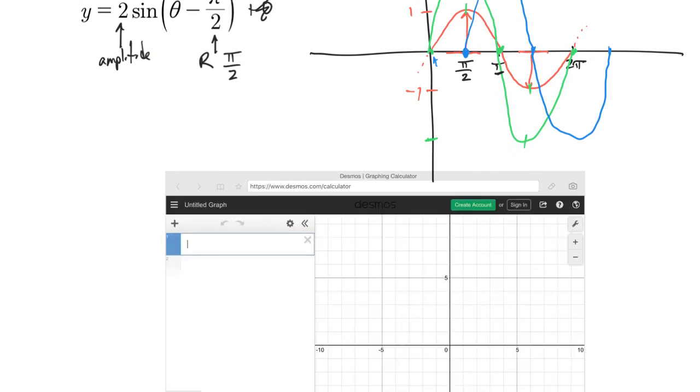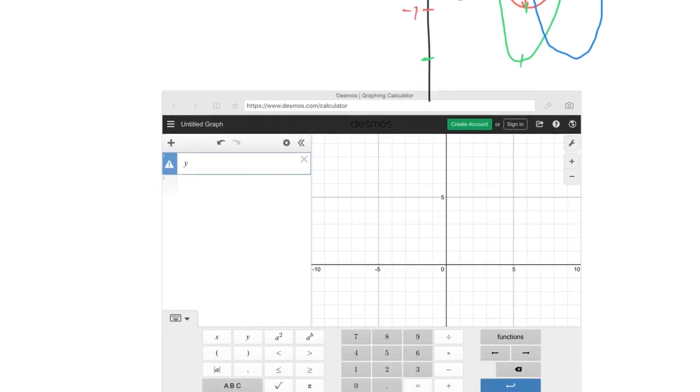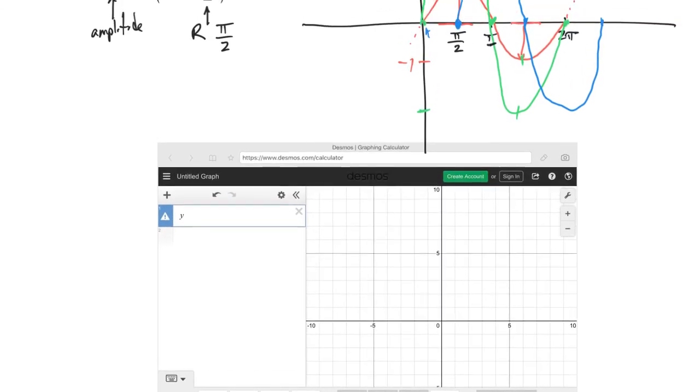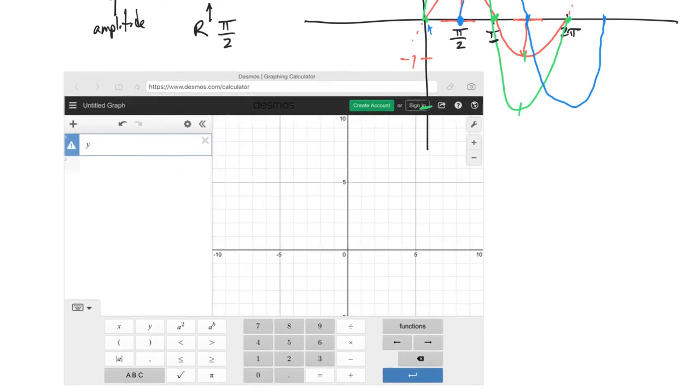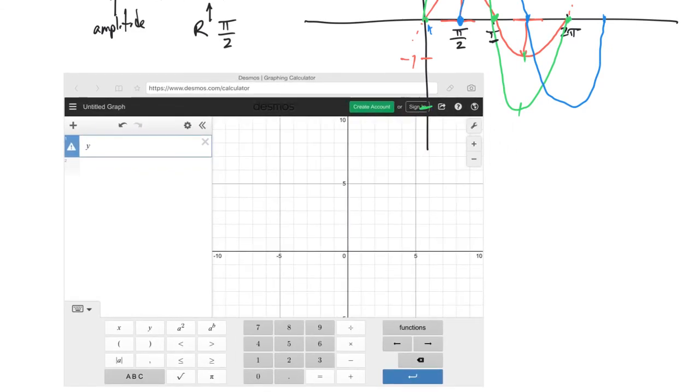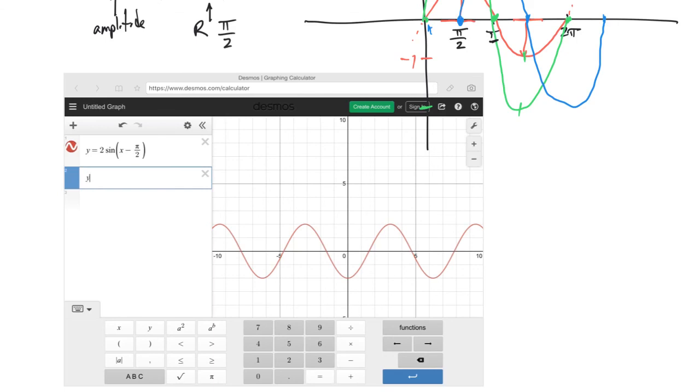Okay, I've got to go Y. Oh, I need to bring it up further. Okay. So Y is equal to 2 sine, and then in brackets theta, or x minus pi over 2. Pi divided by 2. Okay, and then let's compare that to our normal graph. Y equals sine of x.